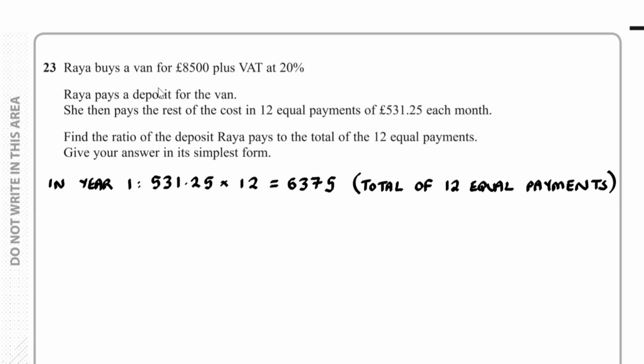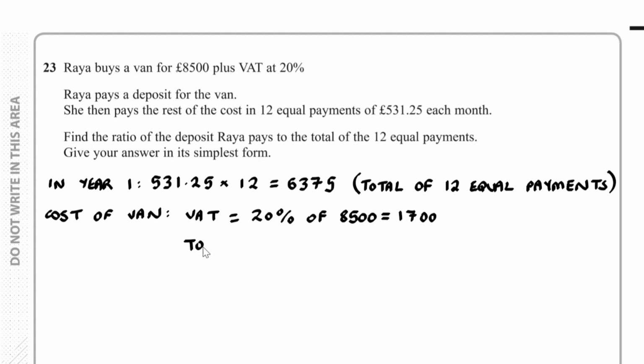So what we can do is find out the cost of the van as well. So the cost of the van, this is including VAT. Well, we've got the VAT charge, which is 20% of 8,500. So if I work this out, we have 1,700. So the total is equal to the 8,500 plus the 1,700, which is 10,200.